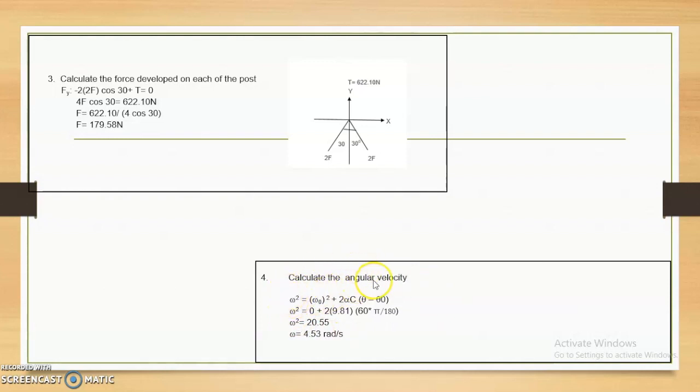For the angular velocity, the equations are quite similar to the rectilinear motion of a particle. So we choose the third equation. Here we have initial theta equals to 0, theta is equal to 60. When we convert it into radian, because theta is in radian, we get pi over 3. Our constant acceleration is 9.81 and this is 0. So when we solve the equation, we get angular velocity equals to 4.53 radian per second.